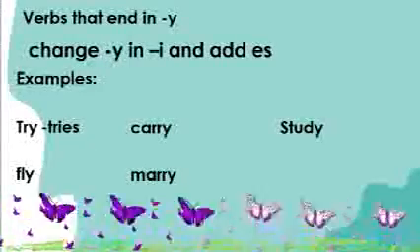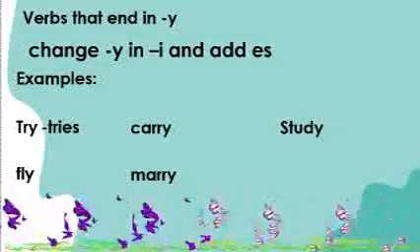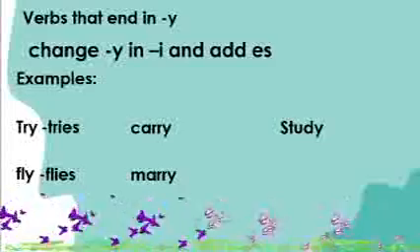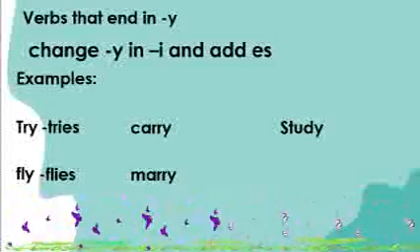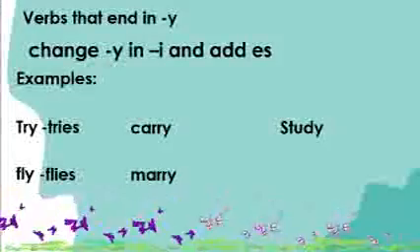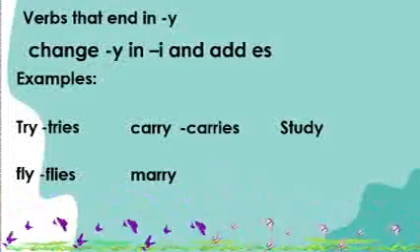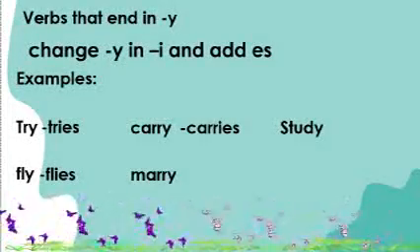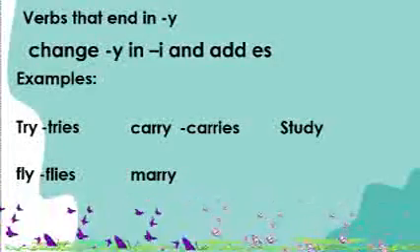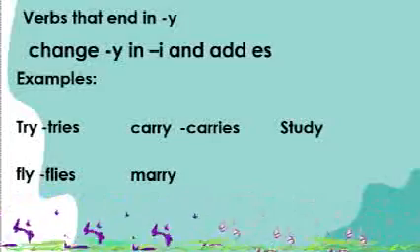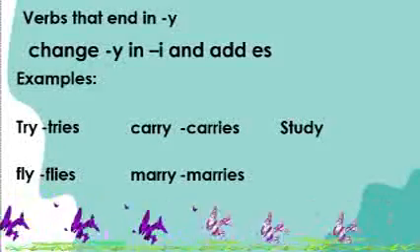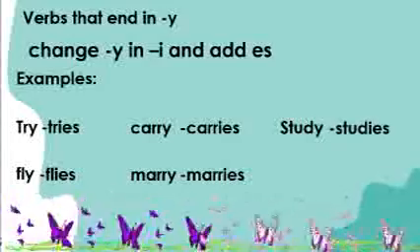Another example is fly. In fly, we write the FL and we change Y into I and add ES. That's why it becomes flies. Next, carry. It is the same. We are just going to write the CARR and then change Y into I and then add ES. That's why it becomes carries. Next is marry. It becomes marries, and study becomes studies.